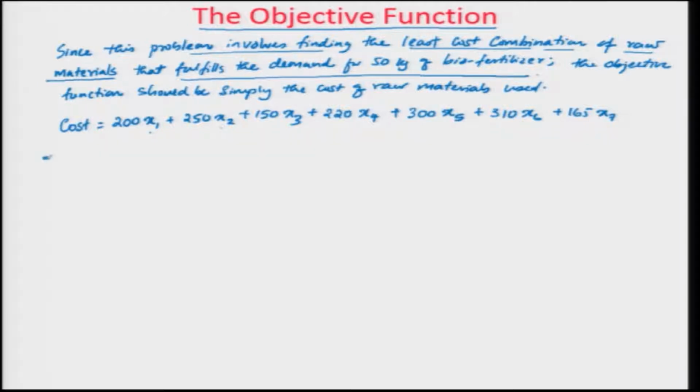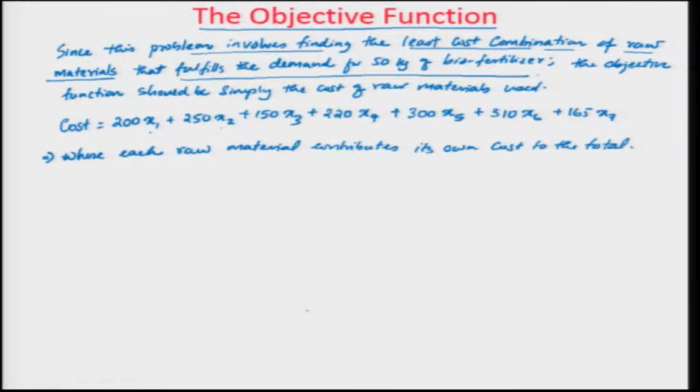Which implies that each raw material contributes its own cost to the total. So what we are saying is, if we use 10 units of x7, then the cost will be 165 times 10. So you will get to see that this factor will be put into this.